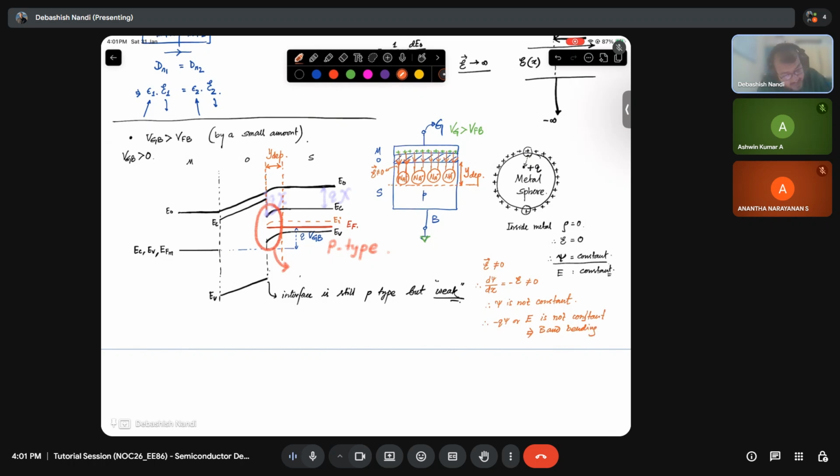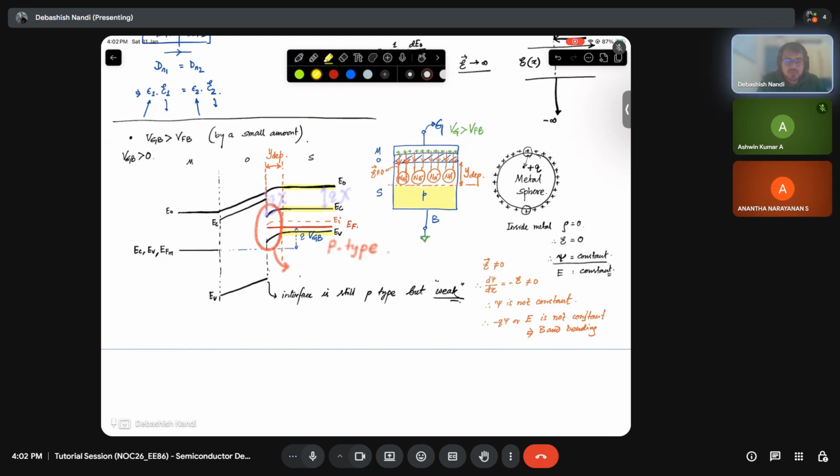Note that below this region you do not have any charges or any electric field penetrating below that y depth, right? So that means rho is 0. That means the electric field is 0. That means the bands are flat. You can see that in these regions your bands are flat. Is it clear?